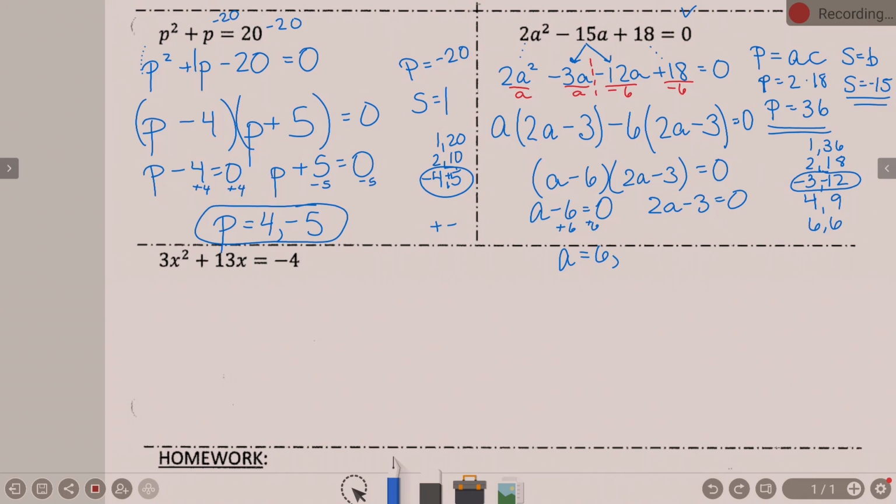What about if it's 2a minus 3? We're going to add 3 first. So then 2a equals 3. How do I solve for a? Divide by 2. What kind of answer am I going to put there? 3 over 2. I'm going to leave it as 3 over 2. It is 1.5, but I'm going to leave it as 3 over 2.